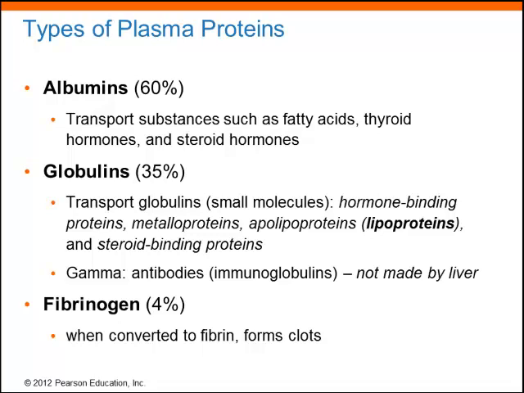Fibrinogen, which constitutes 4% of all of the plasma protein, is a single protein, and it has a single job, and that is to convert to fibrin, and fibrin is the stuff of clots.